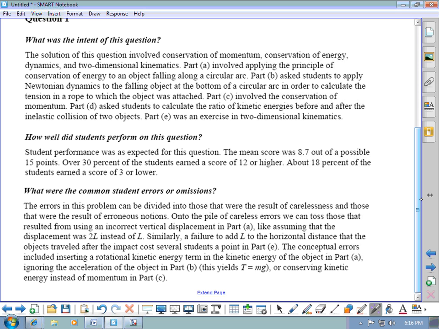Another thing is saying that the acceleration in part B is 0. So for the people that put the tension equal to weight, that's a major conceptual error. Or going through and saying that the kinetic energy is conserved in part C instead of looking at conservation of momentum. And again, all three of those were fairly common mistakes out of the ones that I saw in the class. And those were the common mistakes that people made throughout the year.